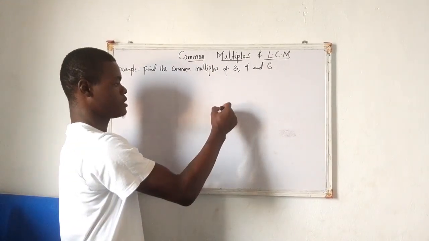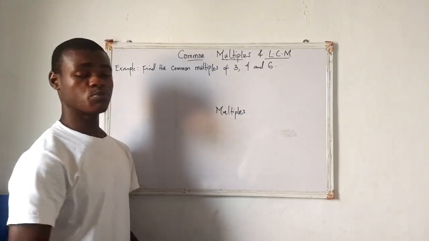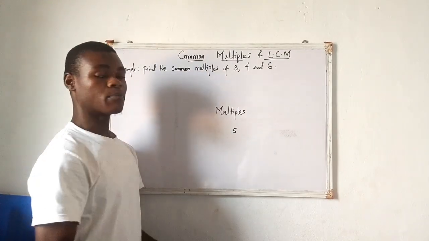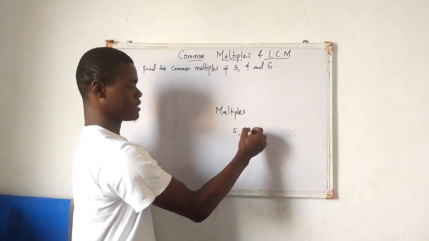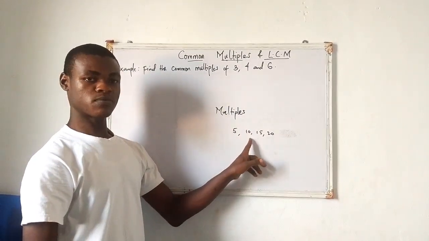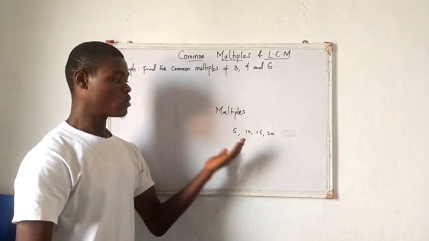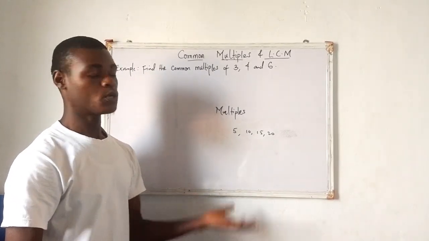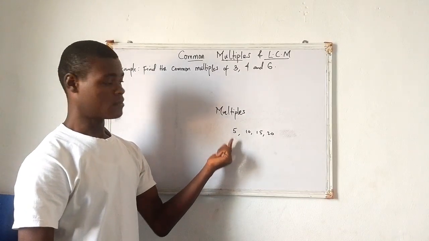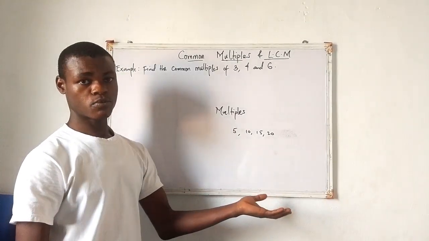First of all, let me give you a recap. When we dealt with multiples, we said that multiples of a number are products of that number. For example, the multiples of 5 are products of 5. So you have 5, 10, 15, 20. These are all multiples of 5: 5 times 1, 5 times 2, 5 times 3, 5 times 4. They are products of 5 when you use 5 to multiply any other number, or when you use any other number to multiply 5. So we say 5 is the first multiple of 5, 10 is the second multiple, 15 is the third multiple, 20 is the fourth multiple of 5, and so on.